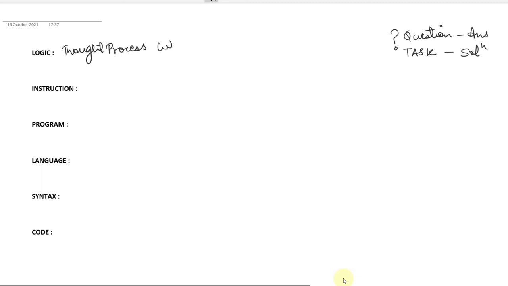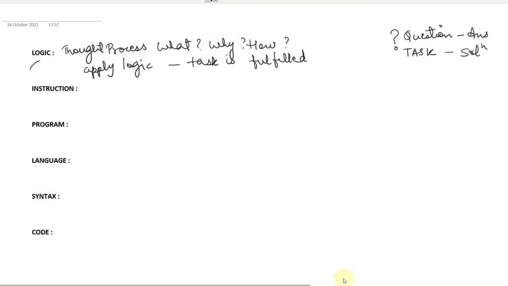What is supposed to be done? Or why are we going to do this? Or how are we going to proceed further? Whatever comes to your mind, the thinking part of it, is actually logic. You can also say that you have to apply the logic. So logic is applied and then a particular task is fulfilled. This is how this important term, logic, is.